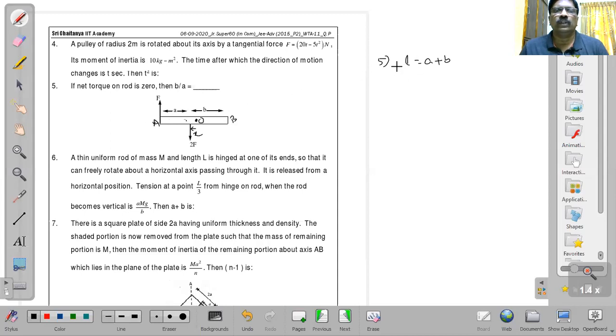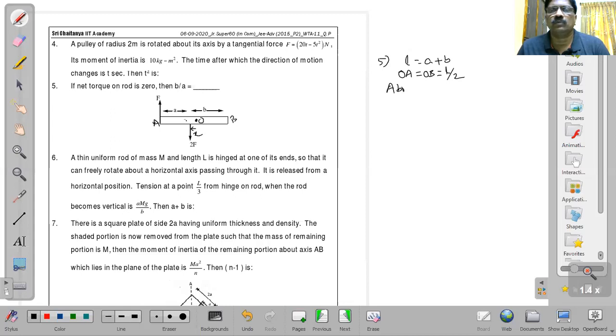Then OA is equal to OB, that is equal to L by 2. Therefore, about the center of mass of the rod, or about the point O, the midpoint of the rod, the torque due to 2F is in the anti-clockwise direction and the torque due to F is in the clockwise direction. That's why there is a possibility for the net torque to become 0. That's why about O, you make the net torque 0.